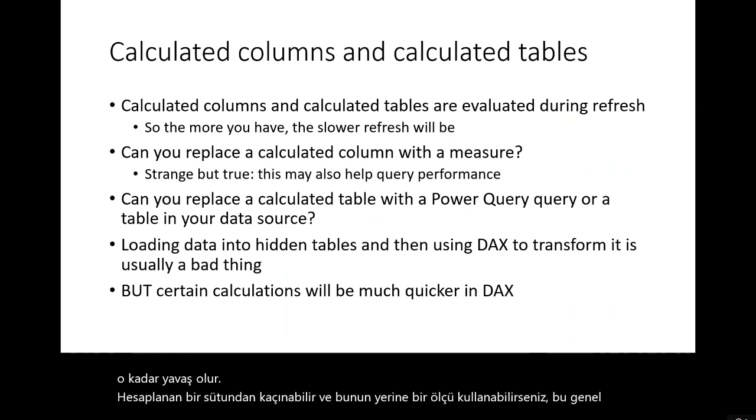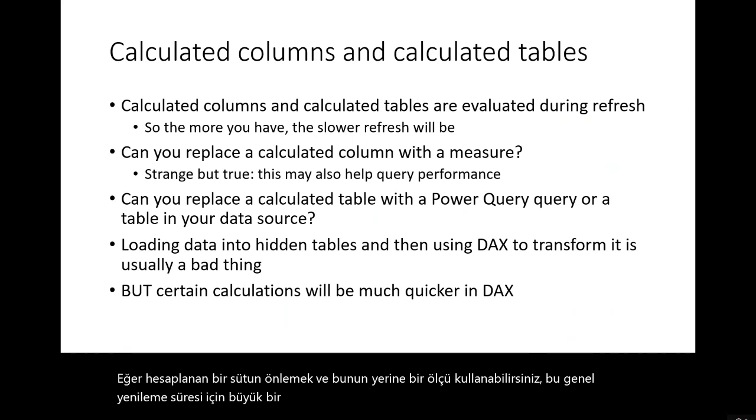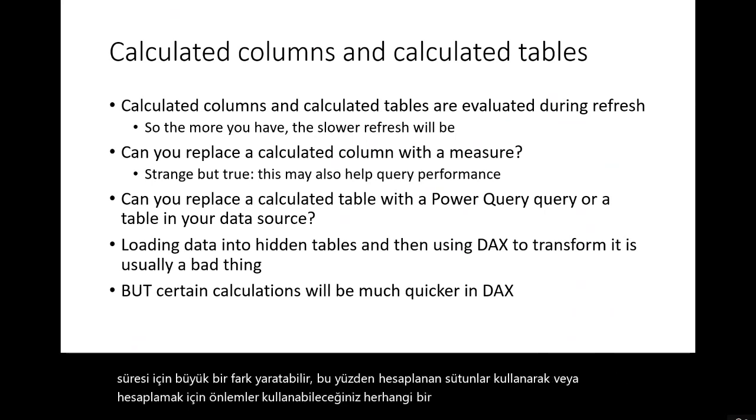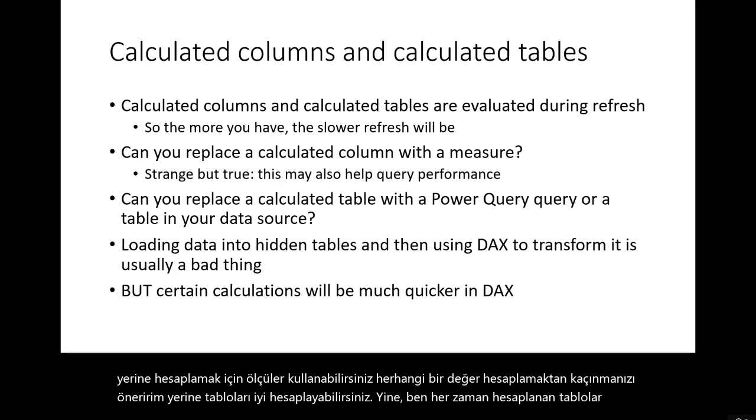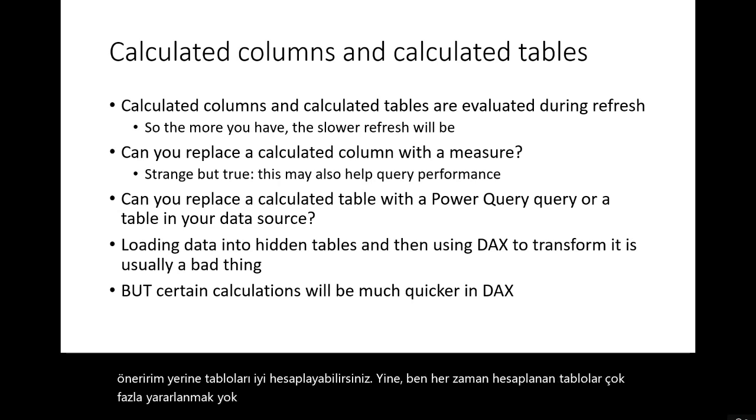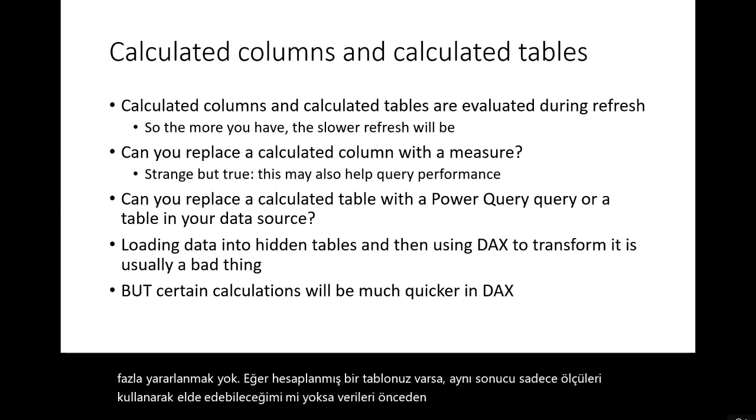So I would recommend that you try to avoid using calculated columns or pre-calculating any values that you can use measures to calculate instead. And calculated tables, well, again, I don't make too much use of calculated tables. If you've got a calculated table, you need to think, can I get the same result just by using measures, or can I pre-calculate the data that I need in a table in my data source?